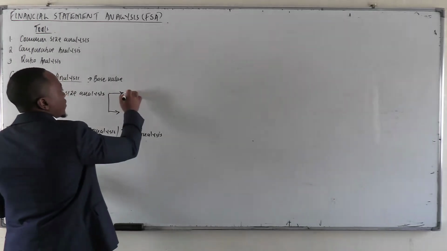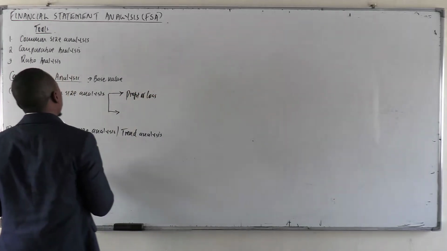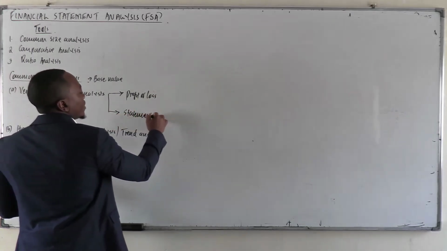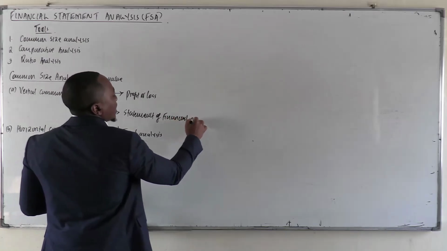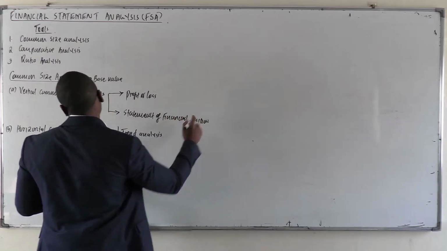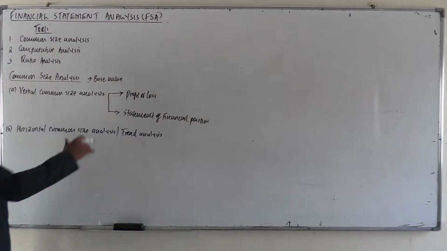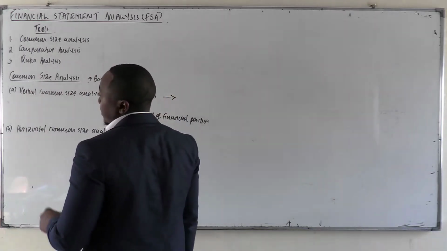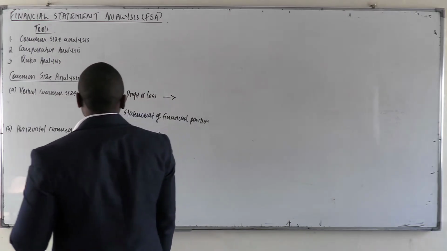The vertical common size analysis is also classified into two: the profit or loss, as well as the statement of financial position. For the vertical common size analysis under the profit or loss account, remember I said that common size analysis is all about identifying the base value.